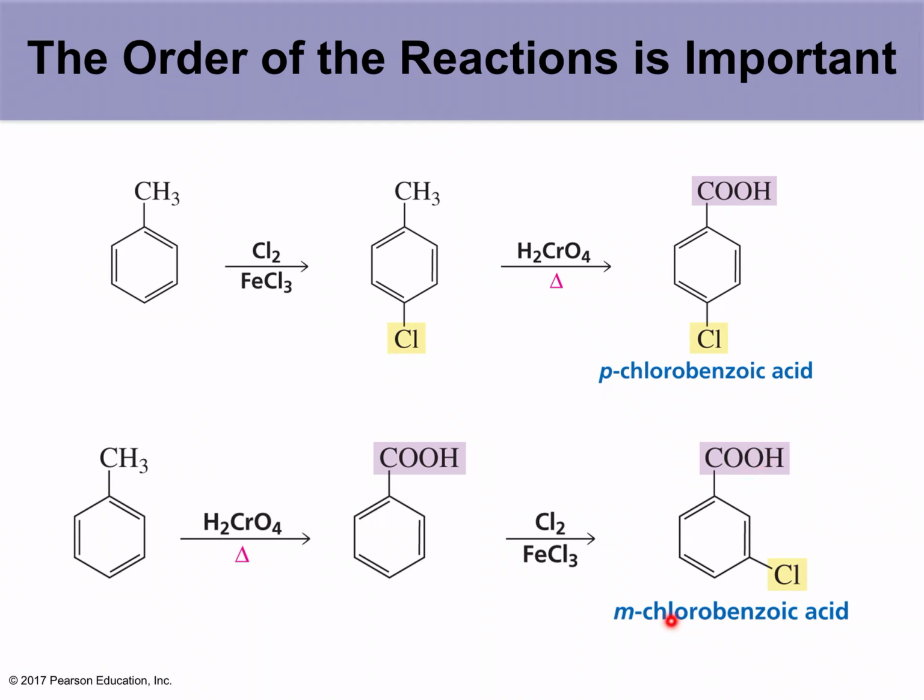But how do you make meta-chlorobenzoic acid? You still start with the toluene. Now you do the oxidation first. When you oxidize the alkyl group, it will become carboxylic acid. Now the carboxylic acids are meta directors. Then you add chlorine with iron chloride, it will go to the meta position. That is the meta-chlorobenzoic acid.